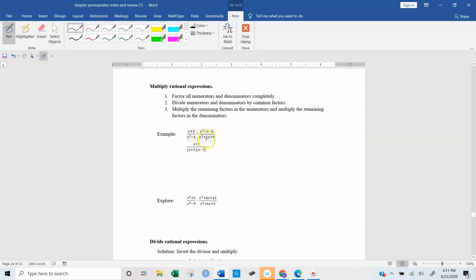Now, we have a lot of things going on here, so we just don't look at it as such a large thing. We sit down and we look at them individually. So we do the first numerator, x plus 3. Well, that's pretty simple, so I can just write down x plus 3. The denominator, x squared minus 4, is x plus 2, x minus 2. Now let's go on to our second set of problems.